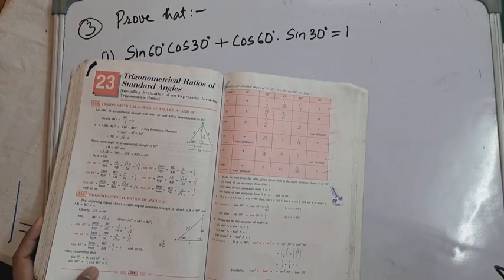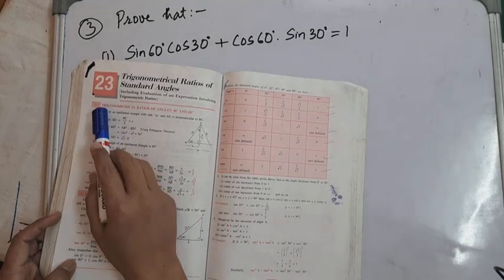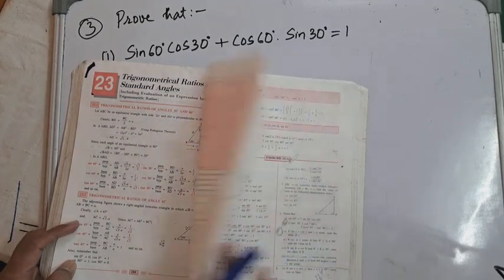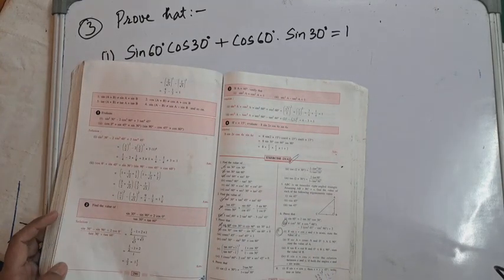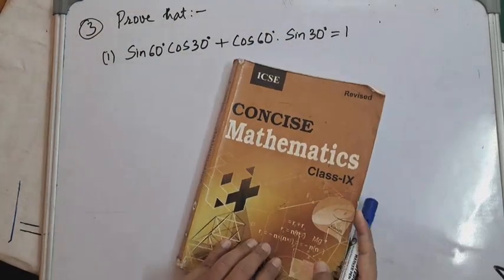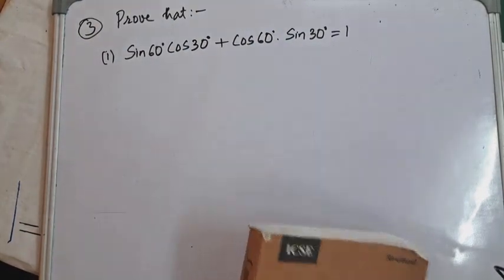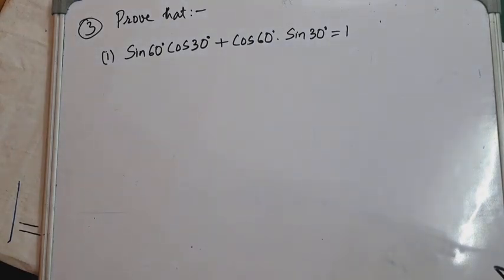Hello students, welcome back. We are doing chapter 23, trigonometrical ratios of standard angles. Exercise 23A, page number 291 from class 9th book of ICSE Concise Mathematics. We have completed till question number 2 in our previous video. So today we'll start right from question number 3.